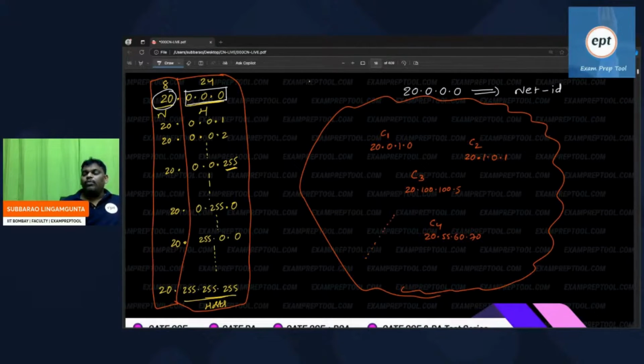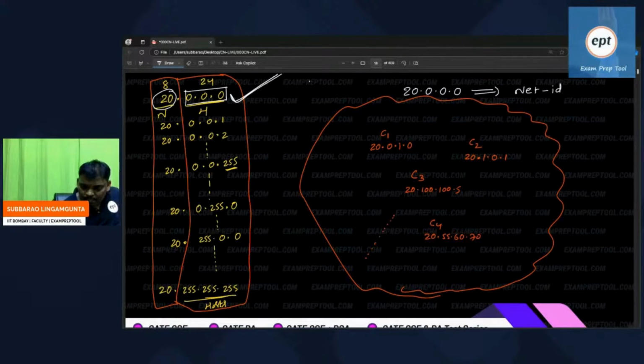You cannot give the net ID to a host. One of the computers contains the net ID? No. Remember, net ID contains the network ID. So the first address is considered to be the network ID.